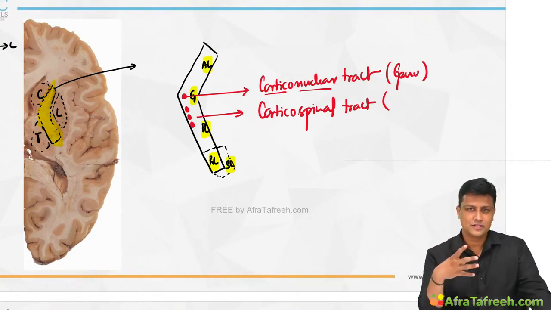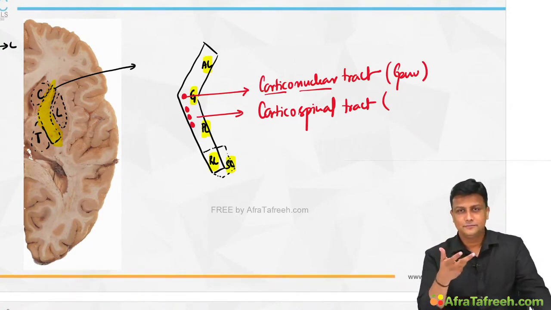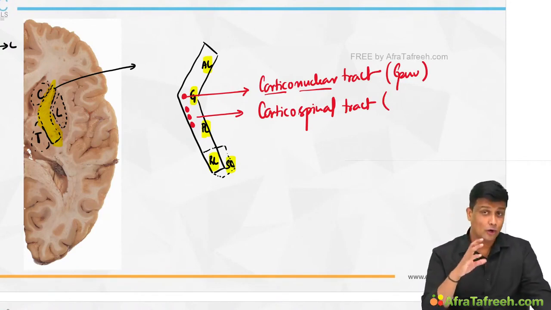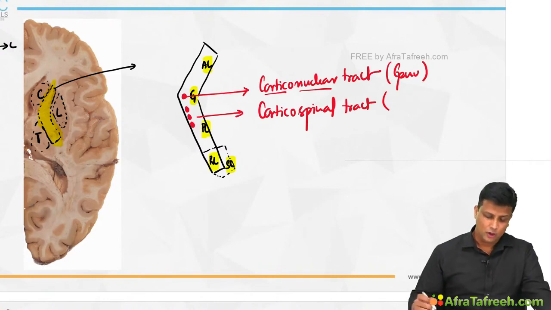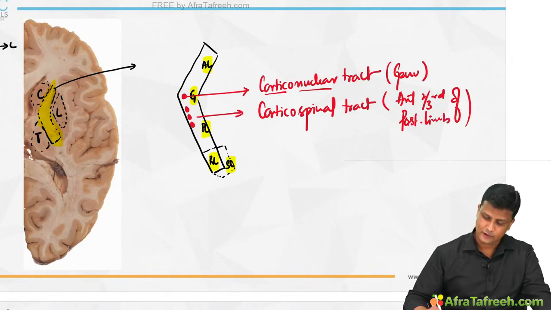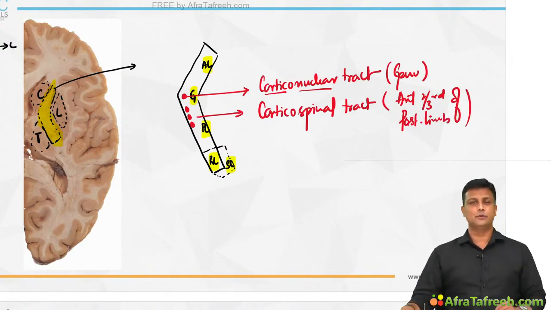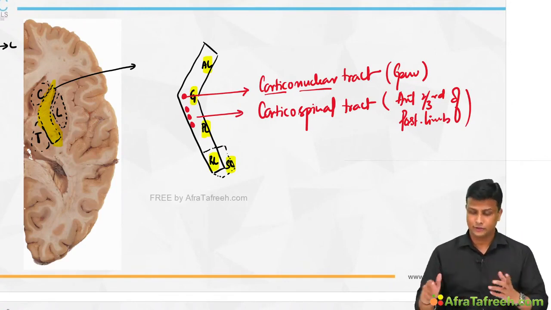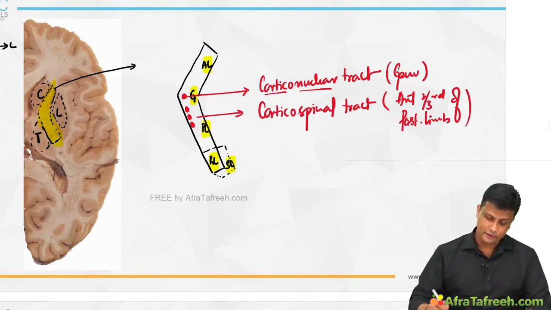Is it just passing through the anterior limb or posterior limb there? Yes. The 4 options given: anterior 2/3 or posterior 2/3, anterior 1/3 or posterior 1/3 of the posterior limb. So remember, the corticospinal tract is going to pass through the anterior 2/3 of the posterior limb. You can clearly appreciate there. It has already been tested in your exam many times, sir. Chalo, one thing is done.